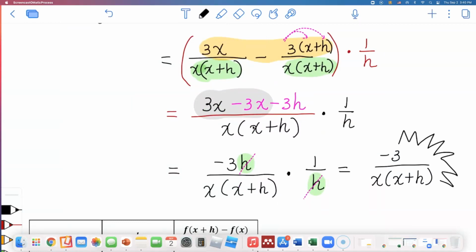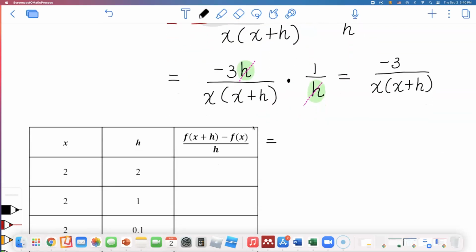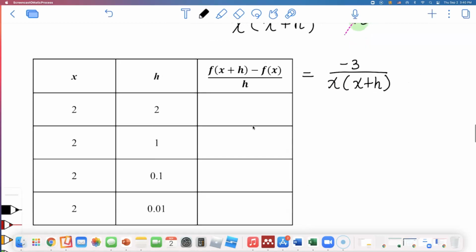I'm ready to plug in my x and h values in here, okay? So the difference quotient we got simplified was negative 3 divided by x times x plus h. And guys, this part will be the easiest part for you, right? All you gotta do is plug in x of 2 and h of these, getting smaller, getting close to 0, okay? So let's see. I'll use my first color, negative 3 divided by x is 2, so I'll say 2 times 2 plus h is 2.